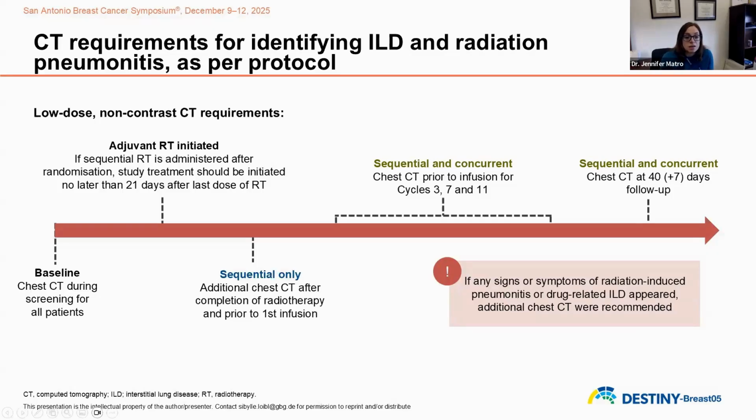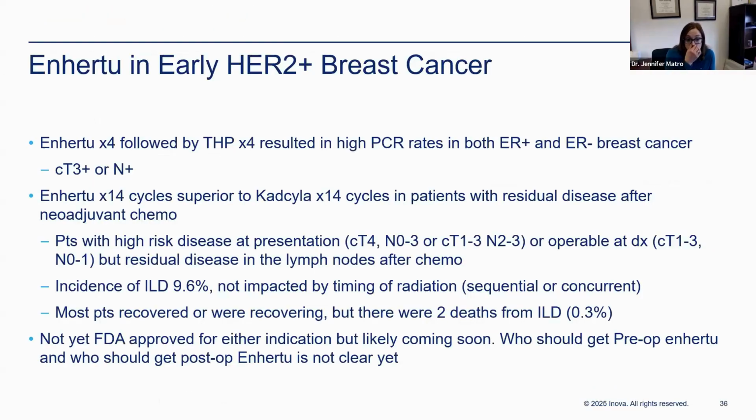So they did very diligent surveillance and monitoring with CAT scans. They monitored patients for any signs of interstitial lung disease in patients who got radiation at the same time, so concurrent or after, or waited until they finished the radiation before they started, so sequential. And ultimately, they found that there really was no difference. The incidence of ILD was about 10%. There were no fatal events, fortunately, and it was not impacted by the timing of radiation.